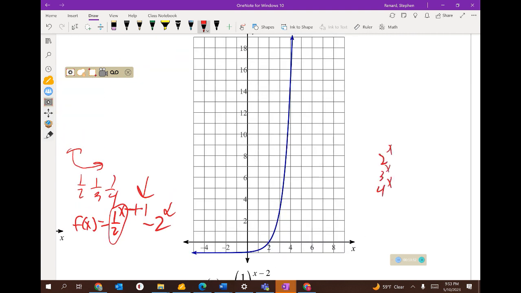Okay, without even looking at the answers, let's look at number 6. Okay, so we're going to have a 2 to the x, 3 to the x, 4 to the x, one of those.